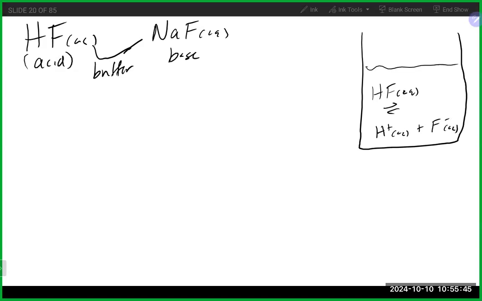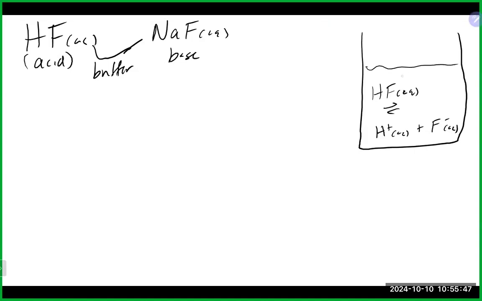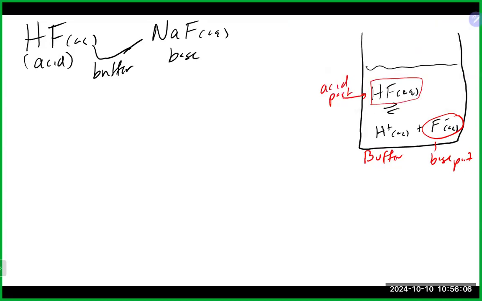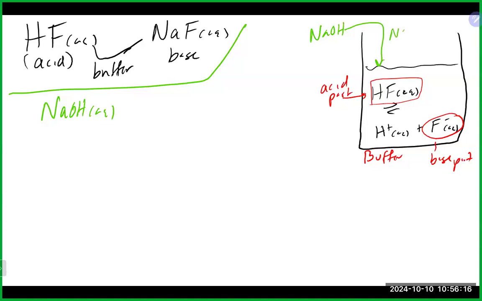And again, that is going to be our buffer solution to begin with, where we still have our acid part. We still have our base part. And obviously, this is our buffer. Now, in this case, we're going to add our sodium hydroxide to it, which is our strong base. So we're going to dump our sodium hydroxide in. That, again, is going to be a source of sodium ions and hydroxide ions going in for a swim.